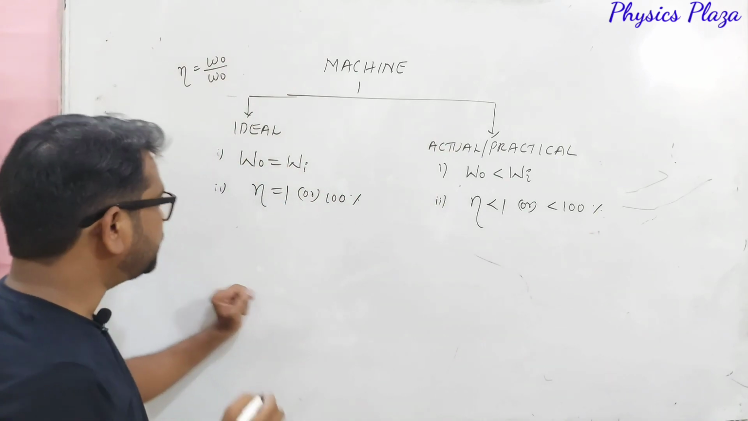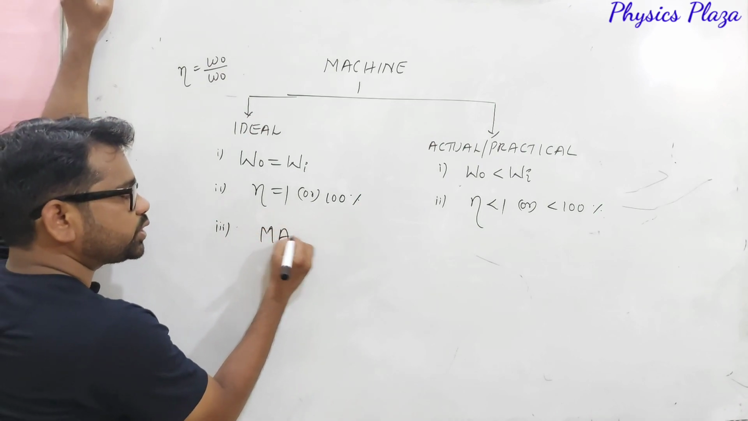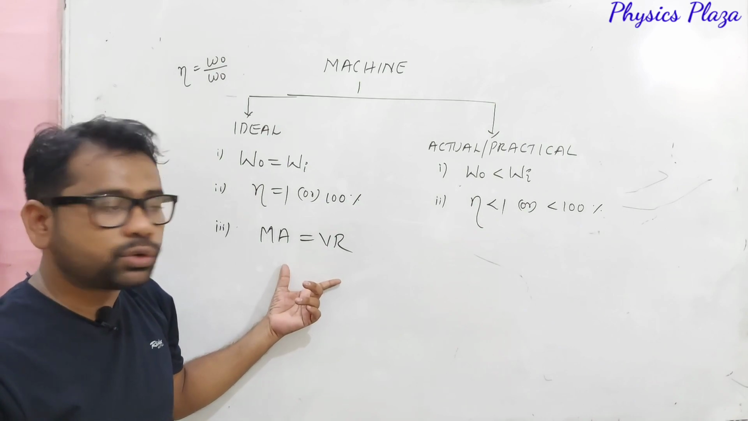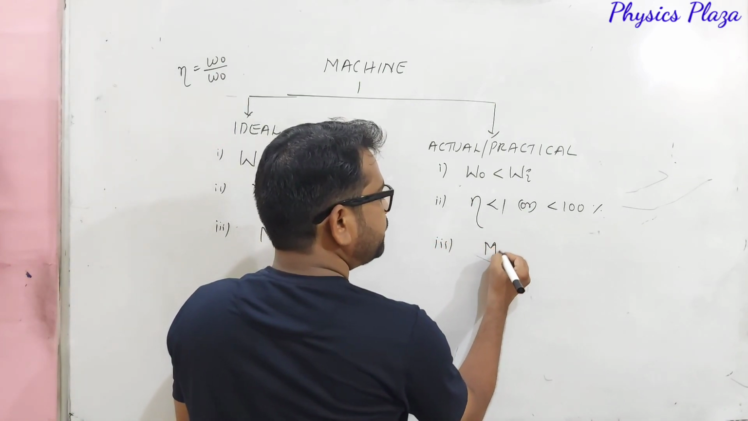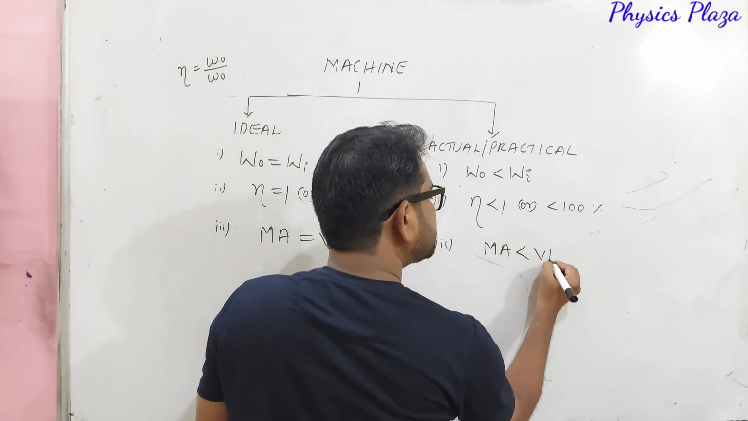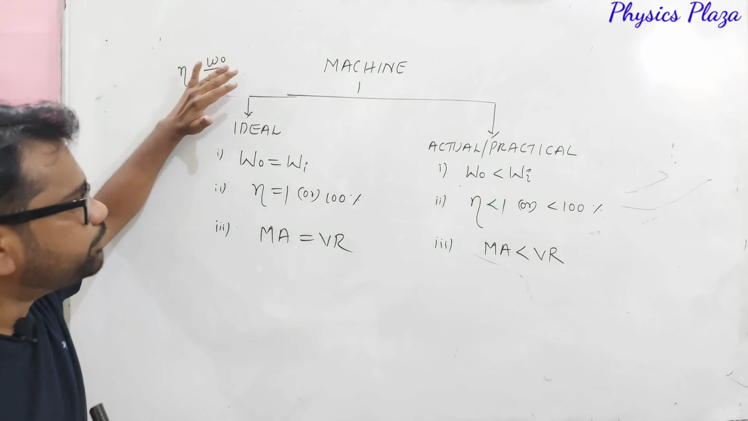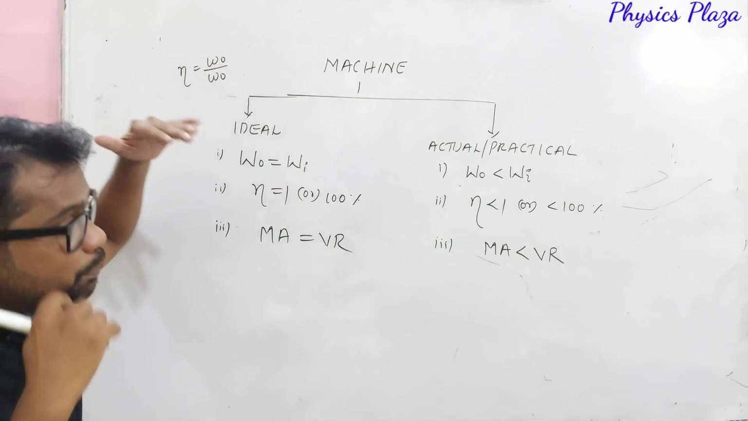And one more very important thing, dear children, in the case of an ideal machine, mechanical advantage is always equal to the velocity ratio. Whereas in the case of an actual machine, dear children, mechanical advantage is always less than the velocity ratio. So these are the differences between an ideal machine and a practical machine.